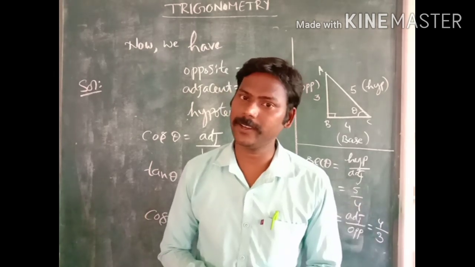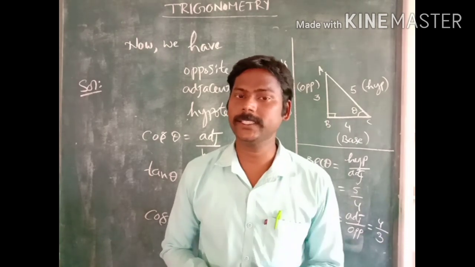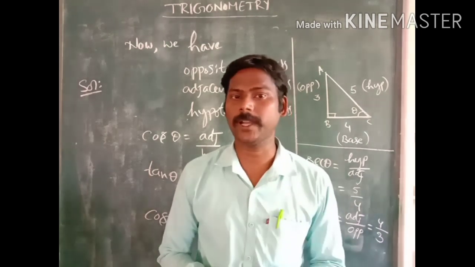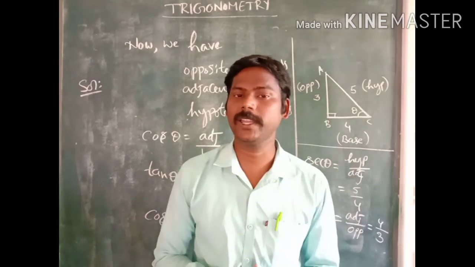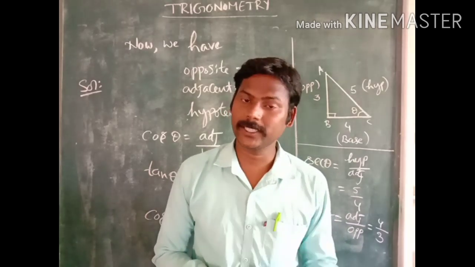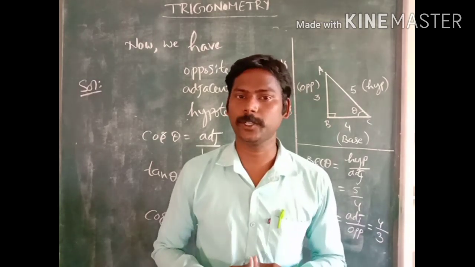If cos theta is given, you can find the remaining 5 trigonometric ratios. If tan theta is given, similarly you can find the remaining 5 trigonometric ratios. If cot theta is given, you can find the remaining 5 trigonometric ratios. Like secant, cosecant also, you can find the remaining 5 trigonometric ratios.